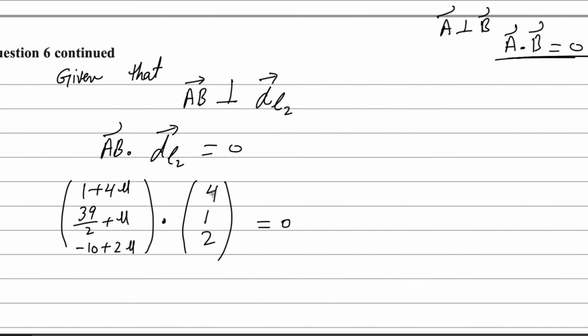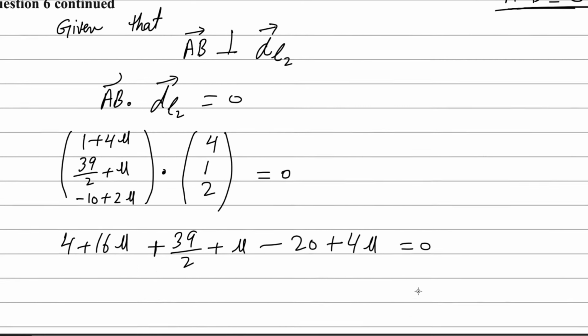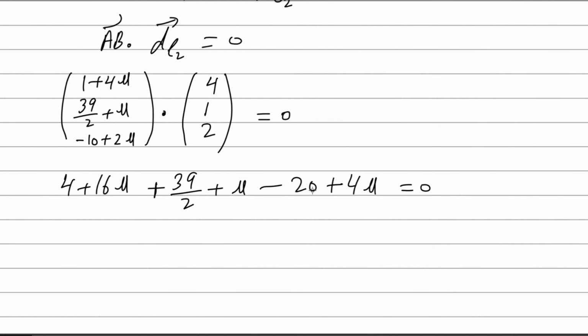Now in the dot product we multiply i with i. So 4 will multiply with the first value 4, then 16 mu. Then 1 will multiply this, so we get the same answer, 39 by 2 plus mu. Then 2 will multiply the last one, so it will be minus 20 plus 4 mu equals to 0. From here we will get the value of mu. 4 mu plus mu is 5 mu, 16 and 5 is 21 mu. Solving all these numbers, negative 16 and 39 over 2 gives you 7 over 2. If you bring that value to the right side, it will be negative 7 over 2.